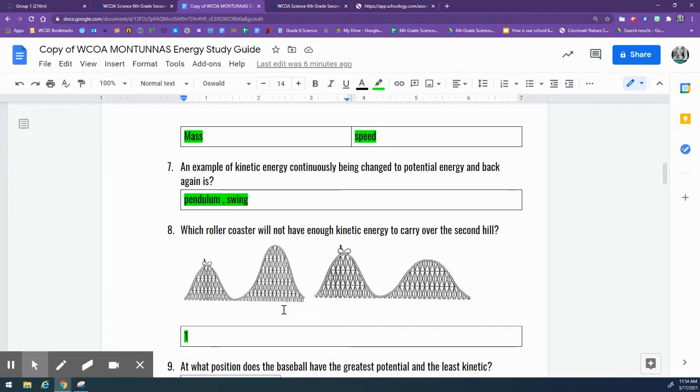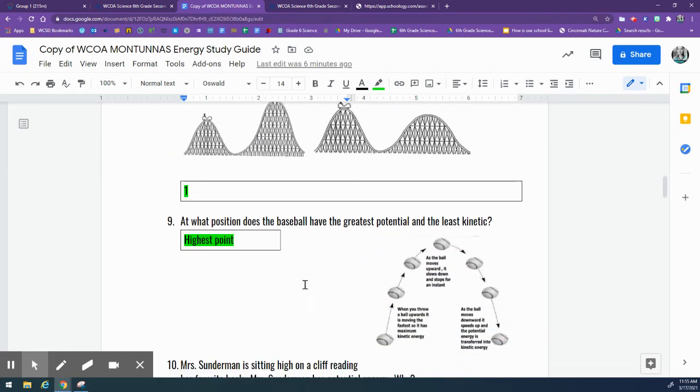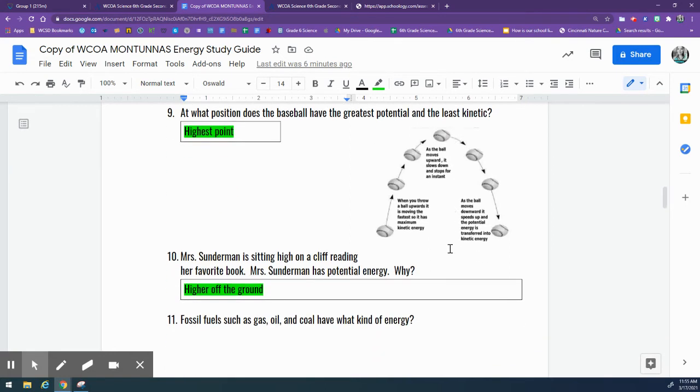Question 8, which coaster will not have enough kinetic energy to carry over the second hill? That would be coaster 1, because this hill is smaller than this hill. So it would go down and probably stop somewhere around here and then just be stuck in this little dip. At what position does the baseball have the greatest potential, the least kinetic? That's again at the highest point.